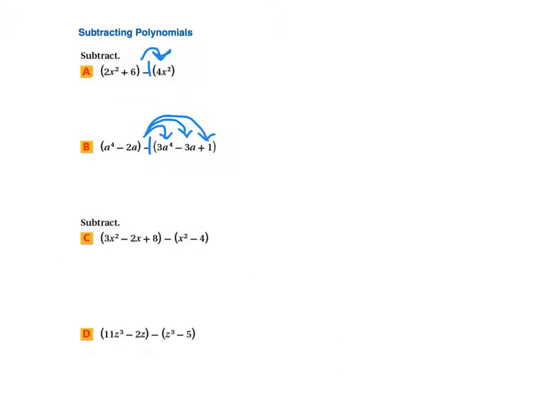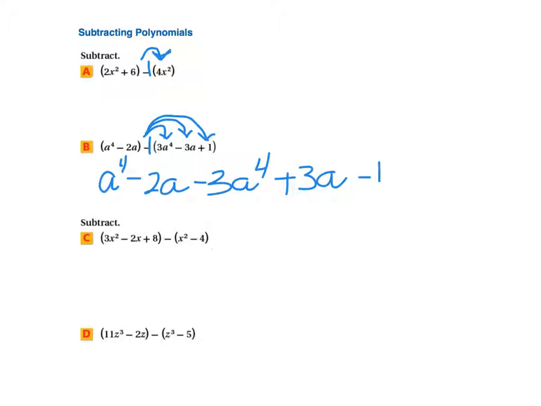So I'm going to do example B first. The subtraction sign in between the two groups of parentheses is really a negative 1 that has to be distributed to every term in the parentheses. So as I rewrite this, I get a to the fourth minus 2a, which is what was in the beginning anyway. Now I'm distributing the negative 1 to every term inside, which is really just changing all of their signs. That becomes negative 3a to the fourth. The negative 3a becomes positive 3a, and the positive 1 becomes negative 1.